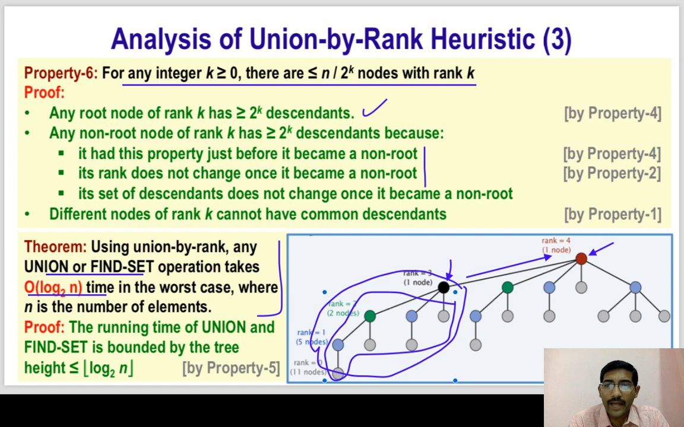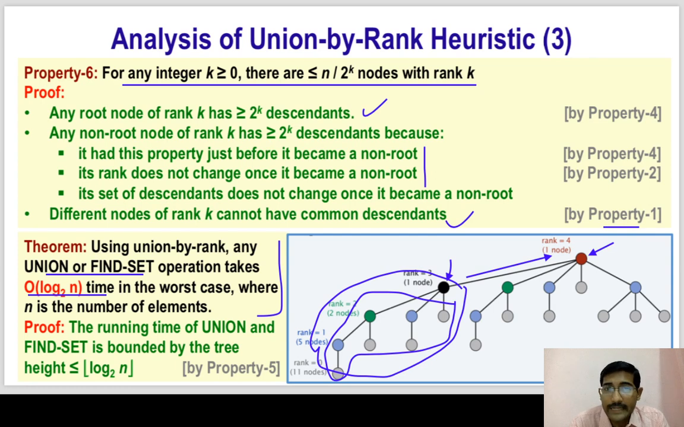Different nodes of rank k cannot have common descendants, as we can see in this figure. This is also by property 1, which says that the rank of a node is less than the rank of its parent. Therefore, different nodes of rank k cannot have common descendants, otherwise property 1 would have been violated. So this proves that every node of rank k has 2 to the power k descendants.